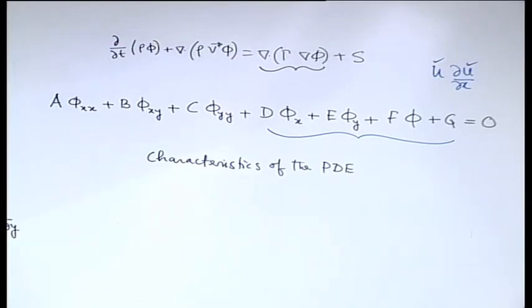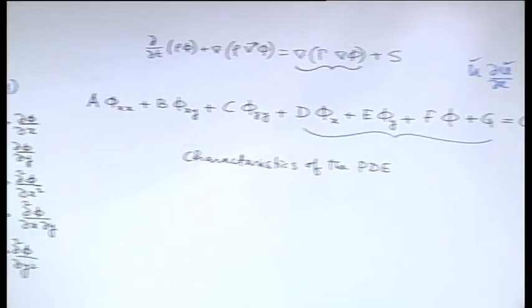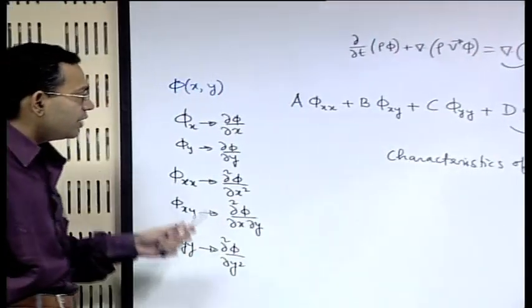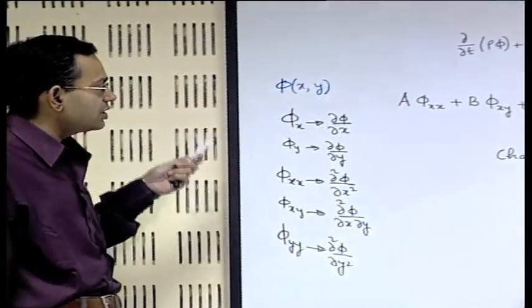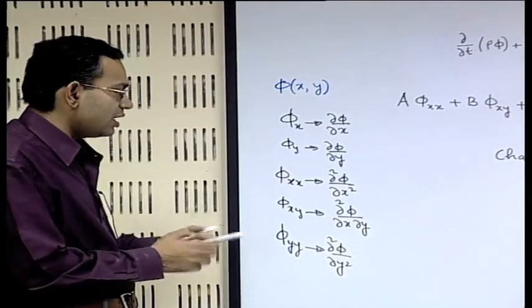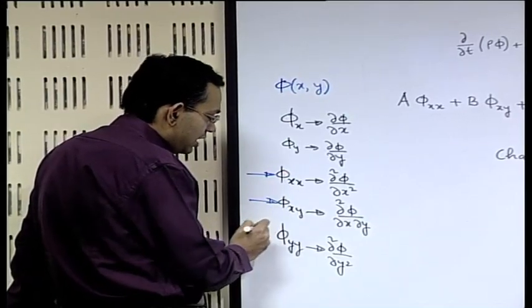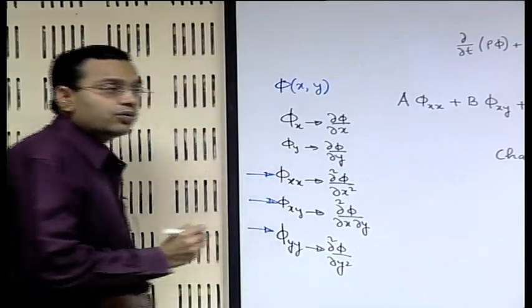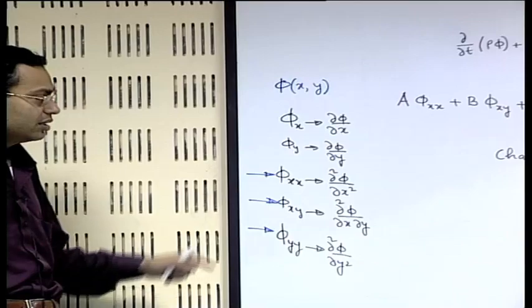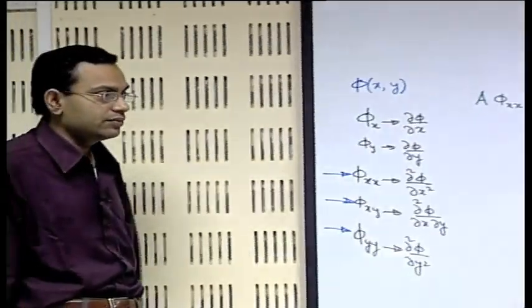The first question that we would like to answer is, what is a characteristic? Now, when you say this partial differential equation, it involves partial derivatives, and there are highest order partial derivatives like phi xx, phi xy, phi yy. These are the highest order partial derivatives appearing in a second order partial differential equation.